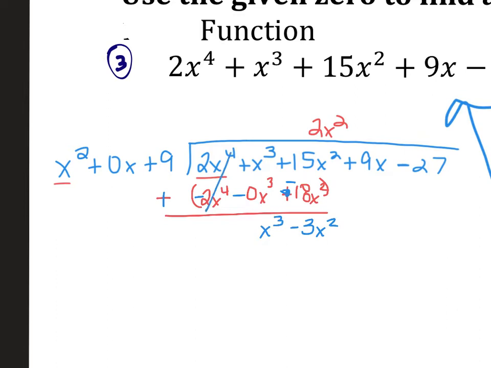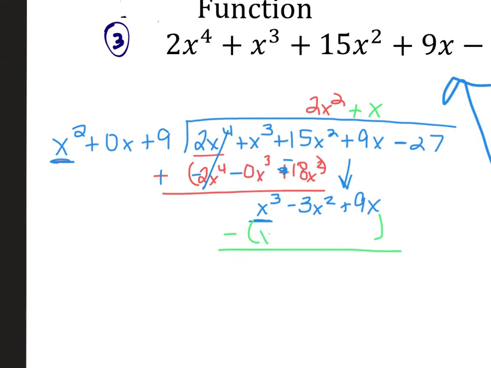And then my x to the 4th cancels out, and I bring down my plus 9x. Now, same thing, first term into first term. So x squared goes into x cubed 1x times. So plus x. Get your subtraction ready before you multiply.